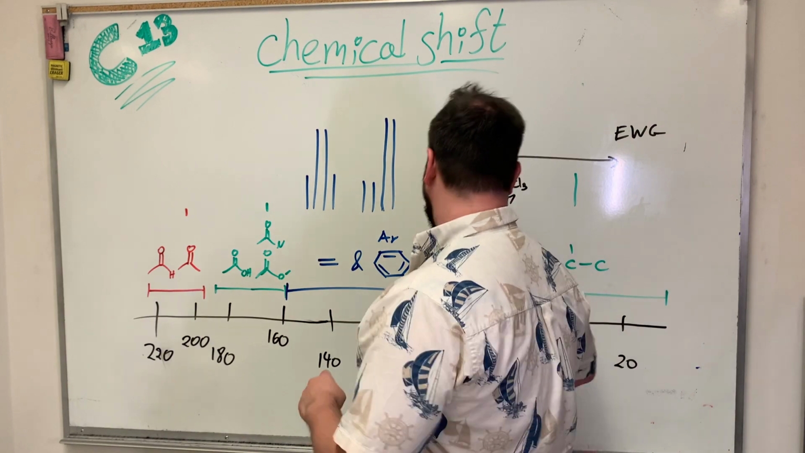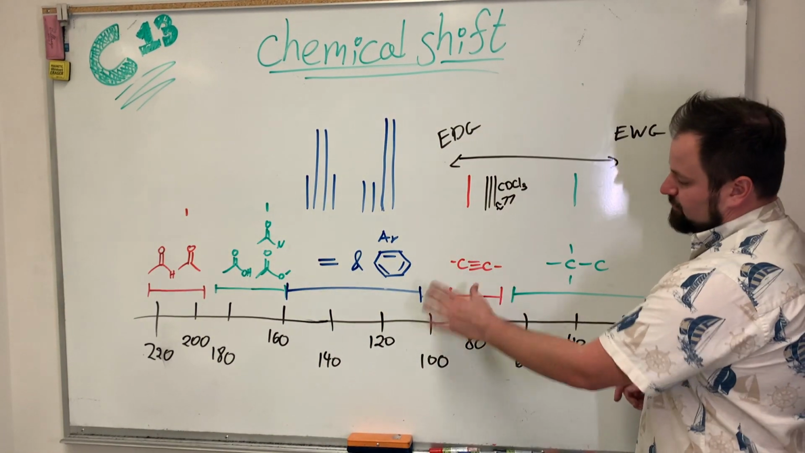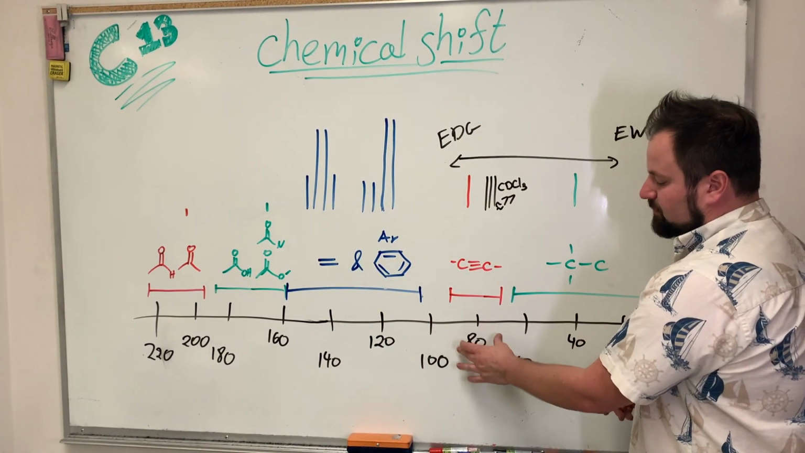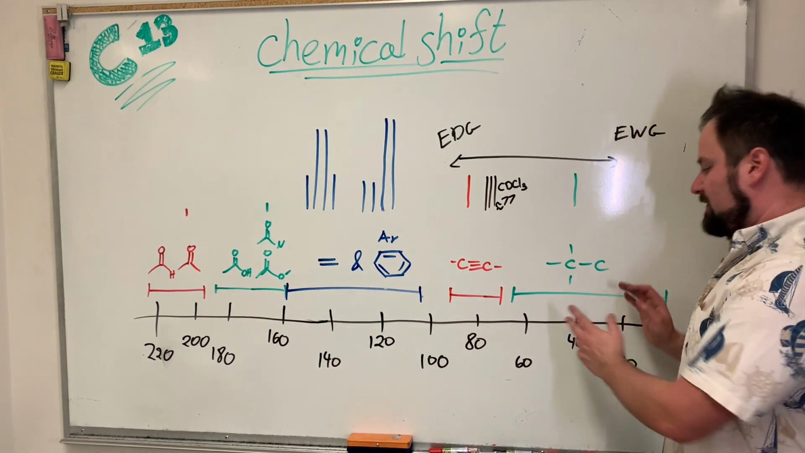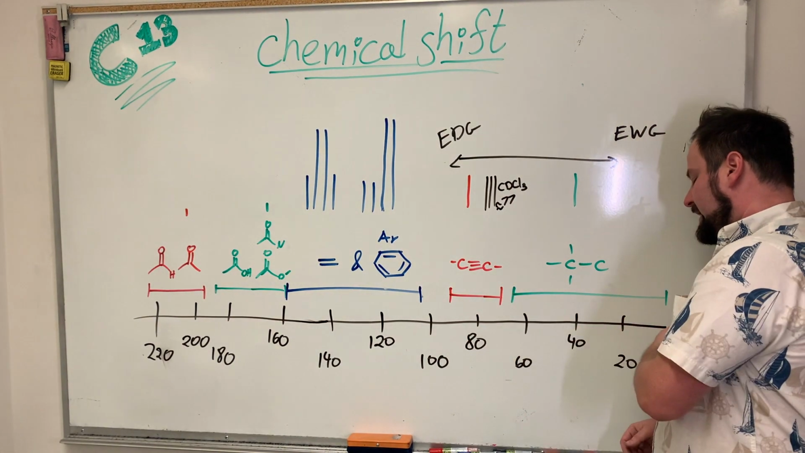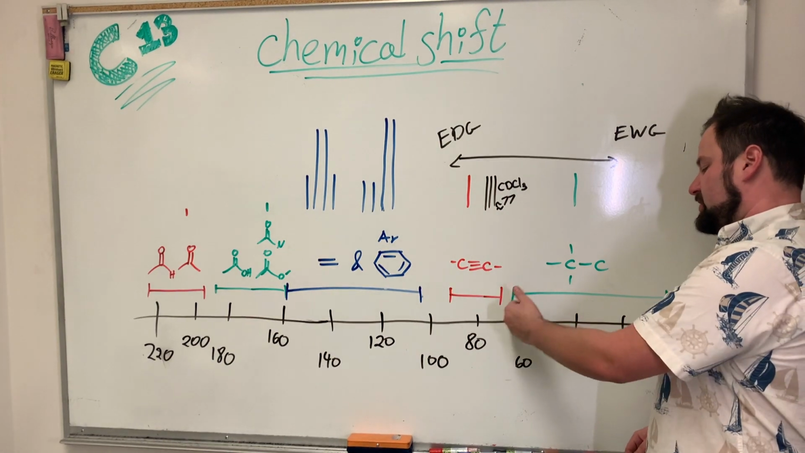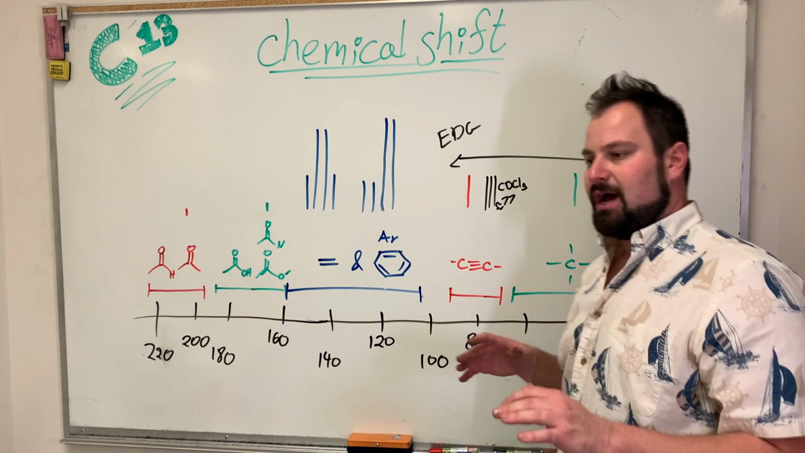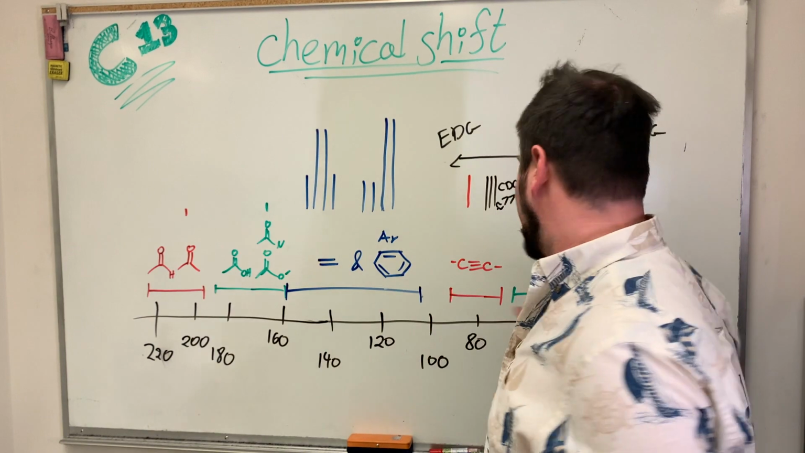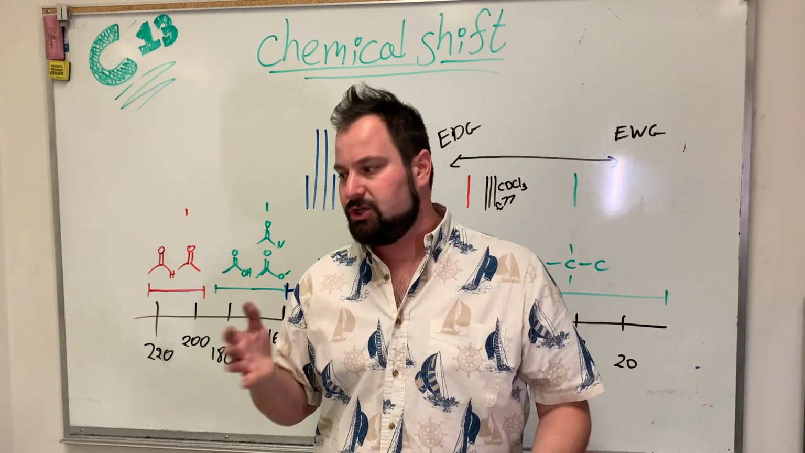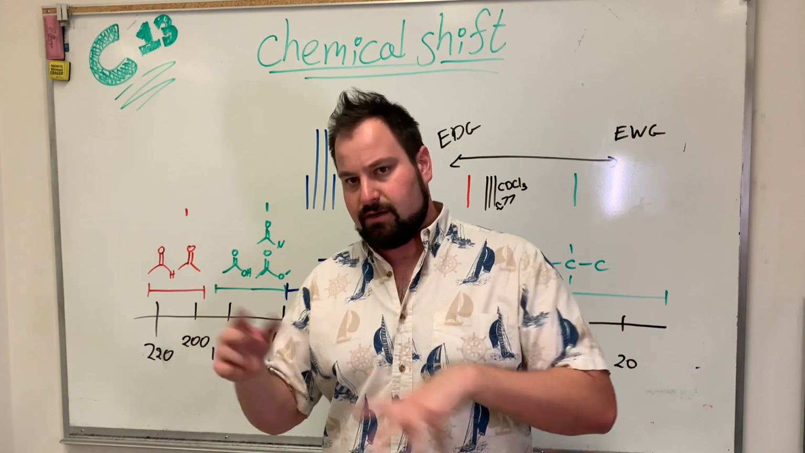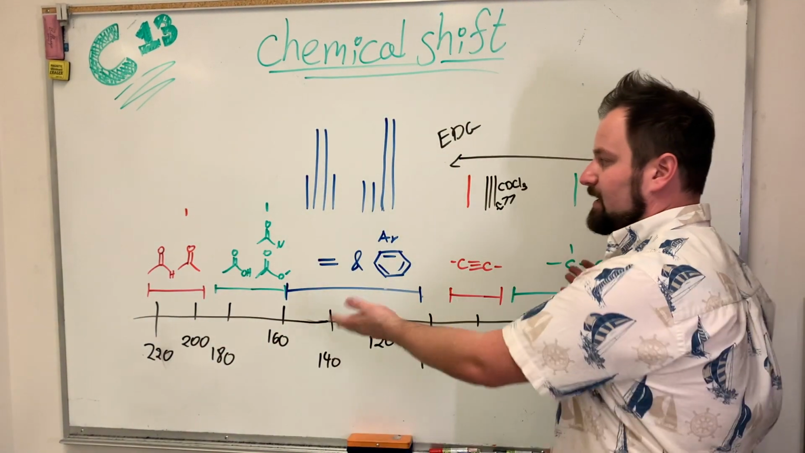Last couple here, over here we have triple bonds, which are rare, but you'll see them in the 70 to 90-ish range. And then every other kind of single bonded thing is from 20-ish to 60, 70-ish. You don't really see that low because, of course, below 14-ish, 12-ish, that's where hydrogen NMR is, so you're not going to see that in carbon NMR.